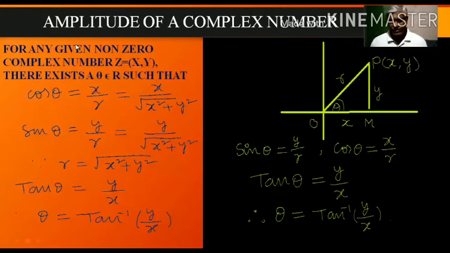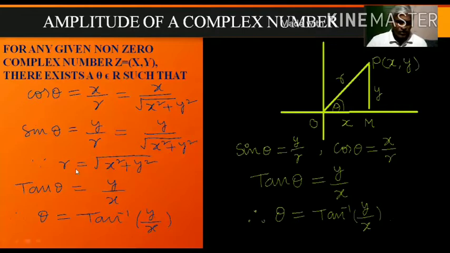Amplitude of a complex number. Amplitude is also called argument. It is nothing but angle. So for any given non-zero complex number z is equal to x comma y, there exists a theta belonging to R such that cos theta is equal to x by r, sin theta is equal to y by r.